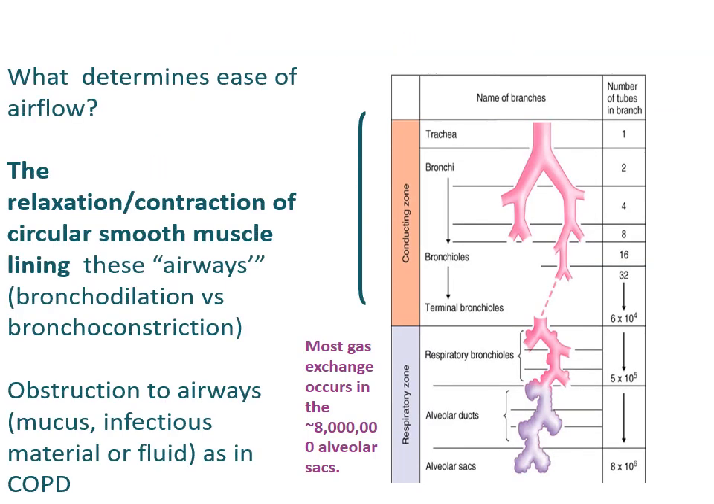What determines the ease of airflow? The relaxation or contraction of the circular muscles is the one which decides bronchodilation or bronchoconstriction. Bronchodilation is the process by which the ease of breathing, or the airflow, is improved. When you have larger airways, it is easy to breathe. When you have a constricted airway, it is difficult to breathe. So bronchoconstriction is an important feature in conditions like bronchial asthma, where the breathing becomes difficult or labored.